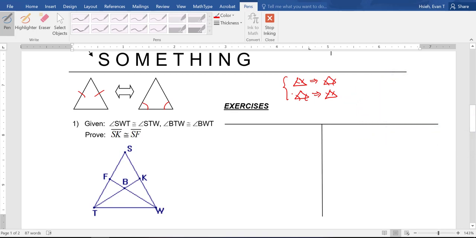Basically, it allows you to skip the step where it says isosceles. And there's really only one proof that I want to go over, and that is the very first proof on the next page. So let's do that.